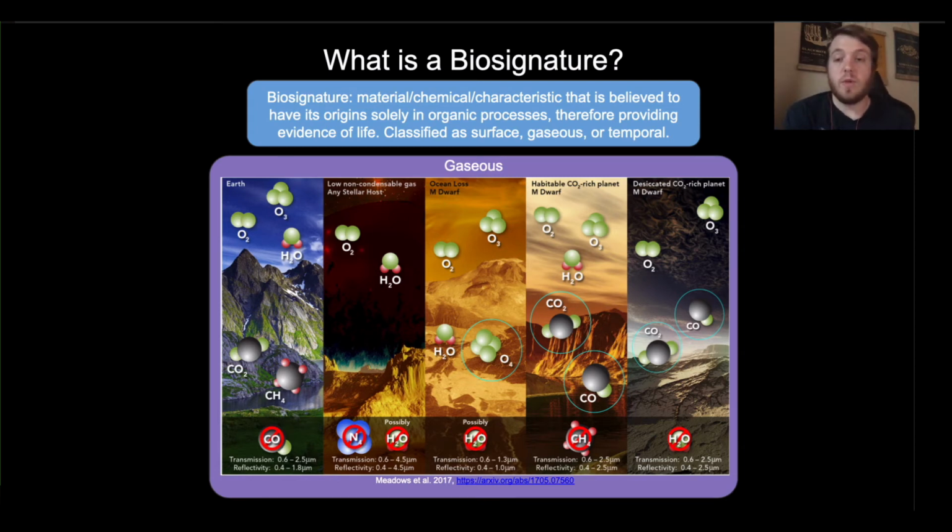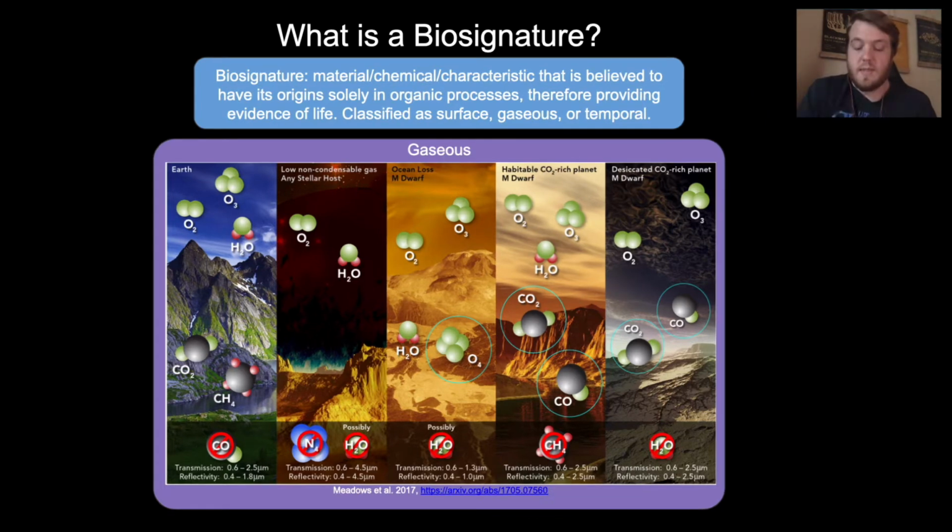The first thing we'll discuss in this talk is the concept of a biosignature. A biosignature is defined as some material, chemical, or characteristic of a planet that is believed to have its origins solely in organic processes. This means some gas or chemical that we might find on a planet that can only be created by the chemical reactions that occur in living organisms.